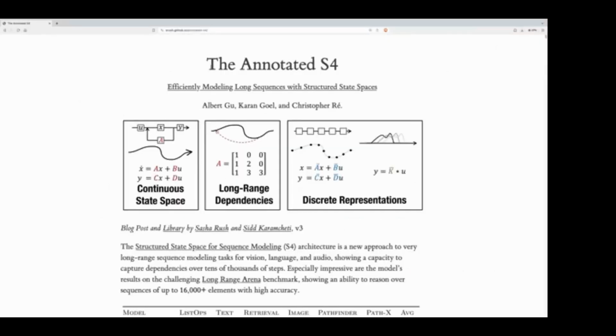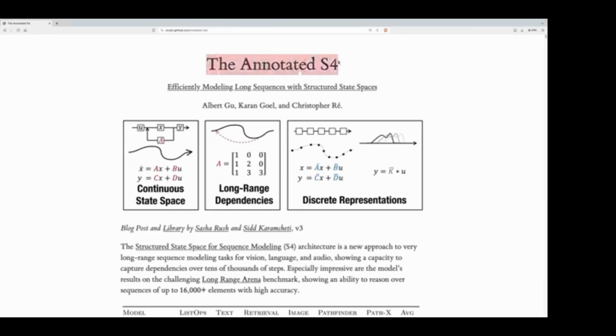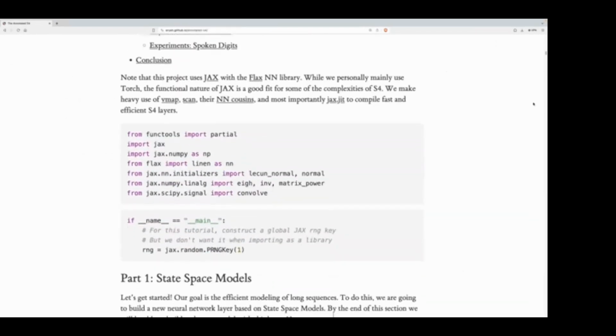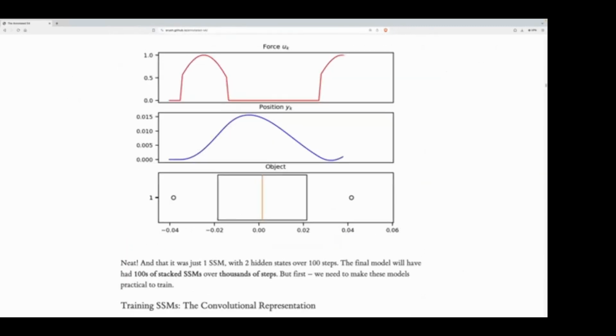If you'd like to gain some intuition for how S4 works, I highly recommend The Annotated S4 by Sasha Rush and Sid Karamchetty. Just as with the legendary Annotated Transformer blog post back in 2018, the Annotated S4 takes you step by step through the paper and provides snippets of code that implement the mathematics. It also includes nice visualizations to help you build intuition for how state space models work.